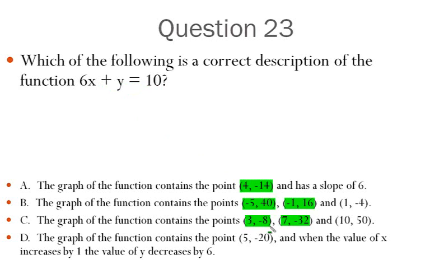If you plugged in these last two over here, these were bad. They gave you different solutions. For example, if I plugged in 1 for x, I would get 6. And I put in negative 4 for y. 6 minus 4 is 2, not 10. So that's why this point didn't work.